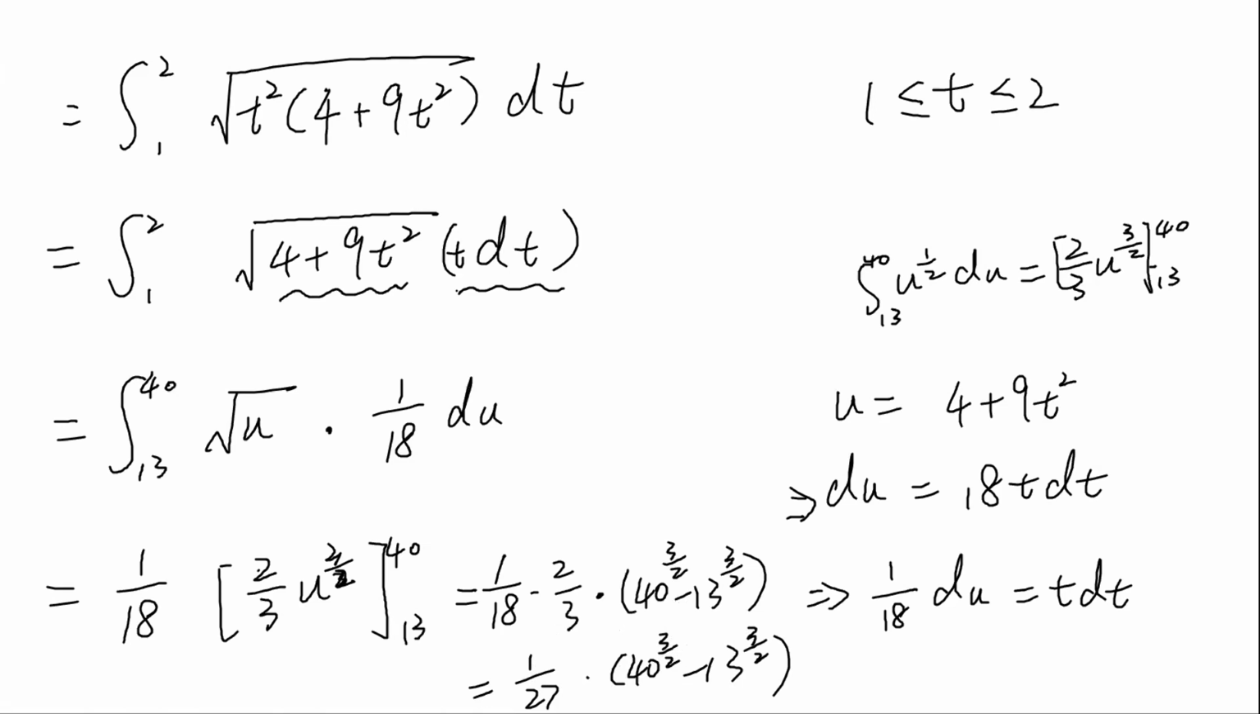I have a question really quick. Sure. How did you change the bounds from 1 to 2 to 13 to 40? So the original bounds for t are from 1 to 2. Okay. And for the lower bound, you just need to plug t into this u, so you get 4 plus 9 times 1 squared. And you do the same thing for the upper bound of t. You plug in t equal to 2 into this u, and you get the upper bound. Okay, cool. Thank you.